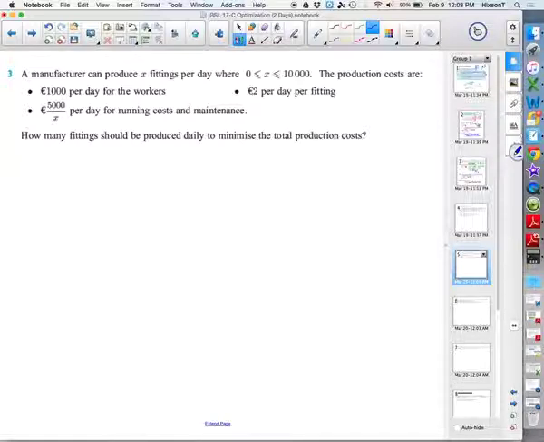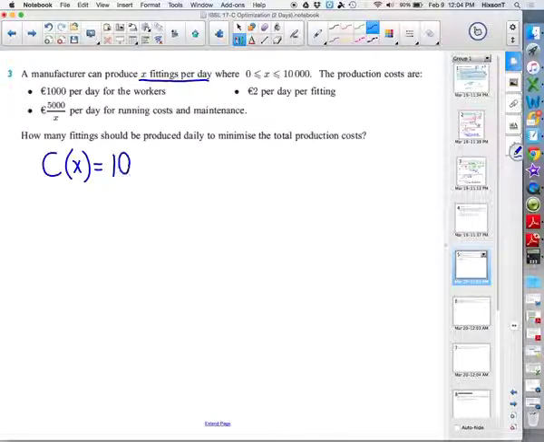And we want to construct our cost function. It says how many fittings should be produced daily to minimize total production costs. All right, and it says X is the number of fittings per day. So let's think about this. We have our total costs, and it says we're going to pay 1,000 euros per day for the workers. It doesn't matter how many fittings we're producing, we're paying that much.